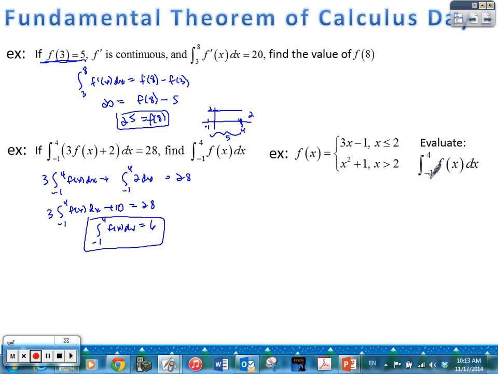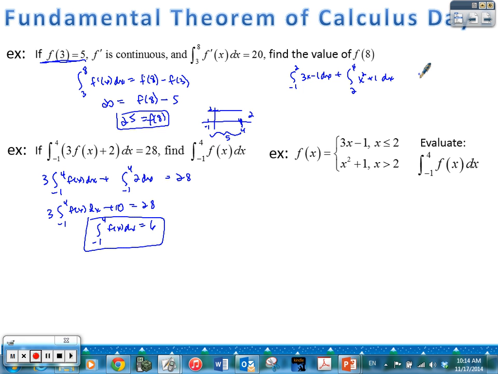This starts at -1 and goes to 4. This piece is valid when x is less than or equal to 2, and this piece is valid when x is larger than 2. So we're going to have to split it because of the way this is set up, because it's a piecewise. So let's set this up. We want to go from -1 to 2, and we want the piece where x is less than 2, so 3x minus 1, plus the integral from 2 to 4 of the other piece, x squared plus 1 dx. Maybe splitting it apart might be a little challenging. Usually arithmetic for me is challenging.